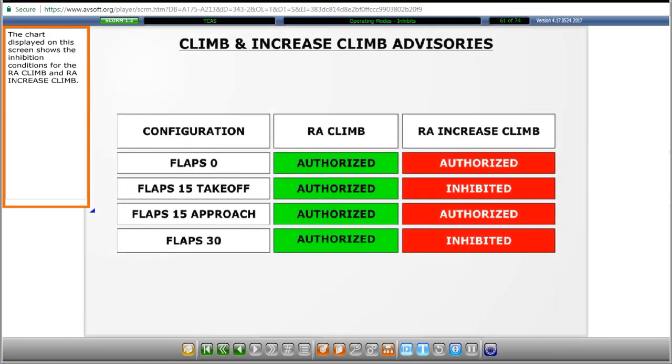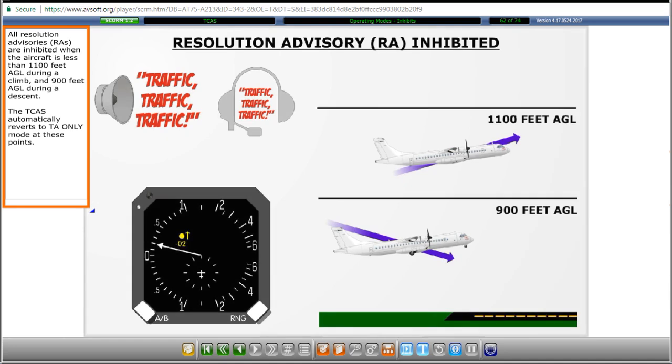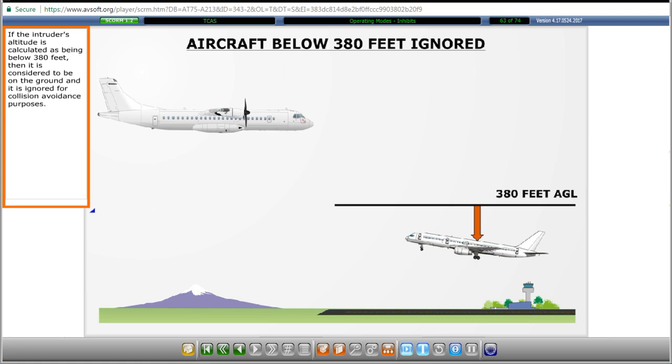The chart displayed on this screen shows the inhibition conditions for the RA climb and RA increase climb. All resolution advisories are inhibited when the aircraft is less than 1,100 feet AGL during a climb and 900 feet AGL during a descent. The TCAS automatically reverts to TA-only mode at these points. If the intruder's altitude is calculated as being below 380 feet, then it is considered to be on the ground and it is ignored for collision avoidance purposes.